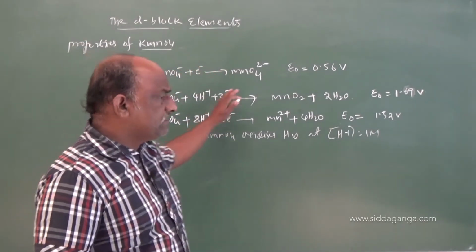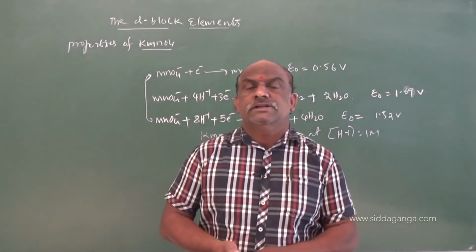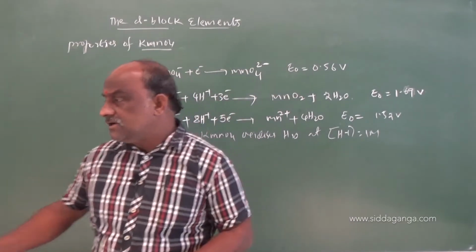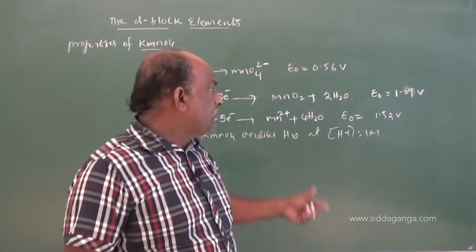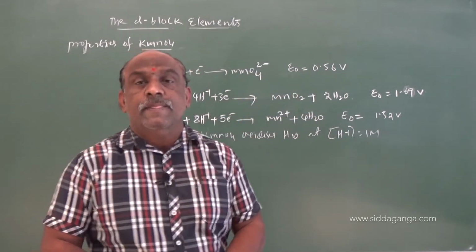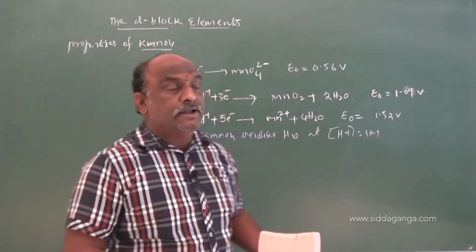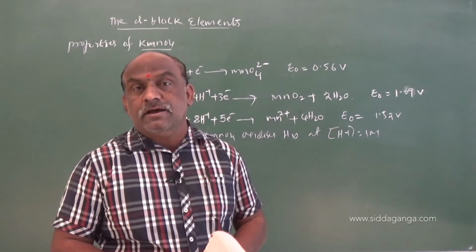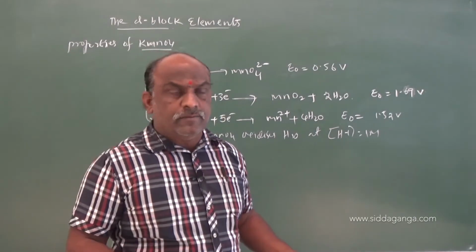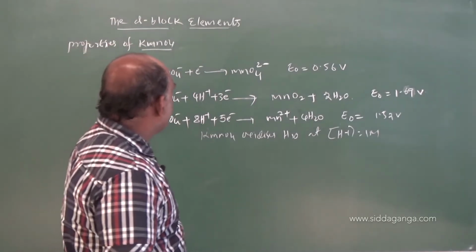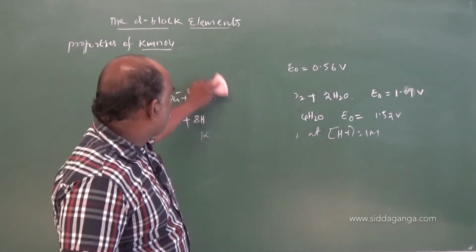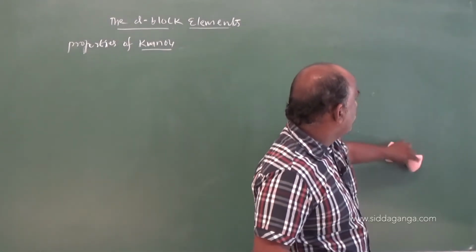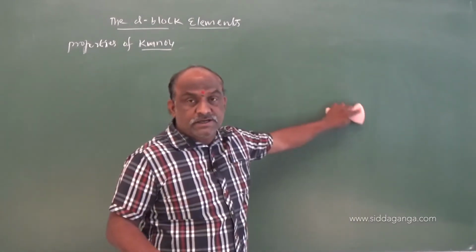The discussion for this reaction is about electrode potential values. Electrode potential values play a major role in deciding whether a species acts as an oxidizing agent or reducing agent. Potassium permanganate acts as a strong oxidizing agent in acidic medium, and also in alkaline or neutral medium. According to the electrode potentials, it also oxidizes water at 1 molar concentration of H plus ion.